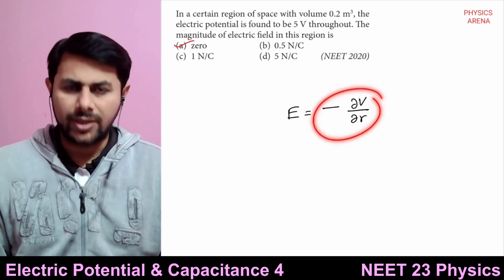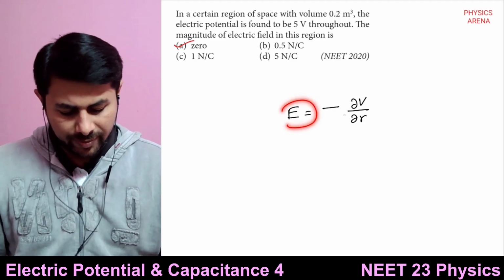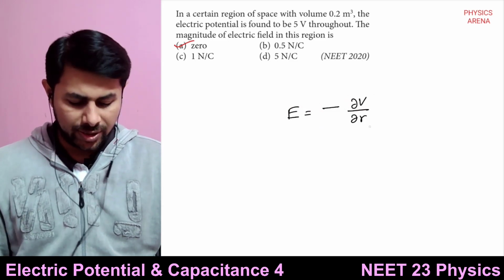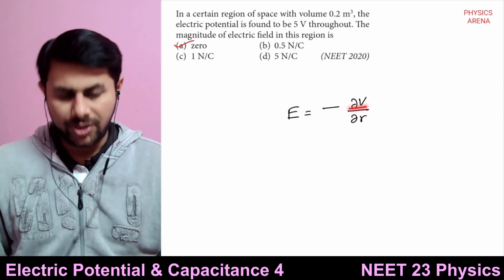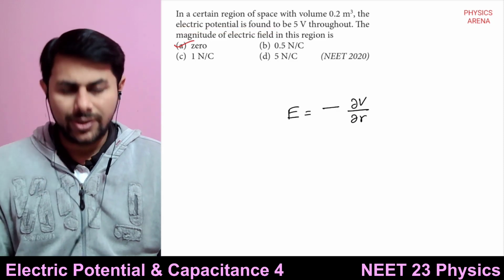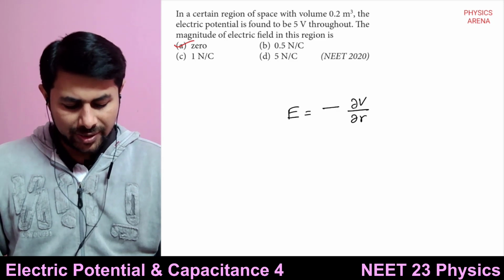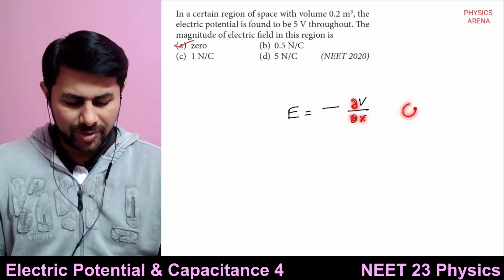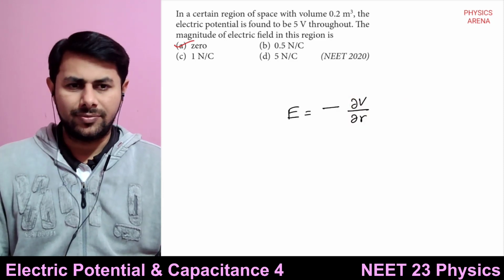So let's suppose the one dimensional case. Electric field is minus of derivative of potential with respect to the position. That is change in potential with respect to change in position. But the electric potential here is 5 volt throughout. That means it is not changing, and because it's not changing, its derivative with respect to position will be 0. Okay, so electric field is 0.